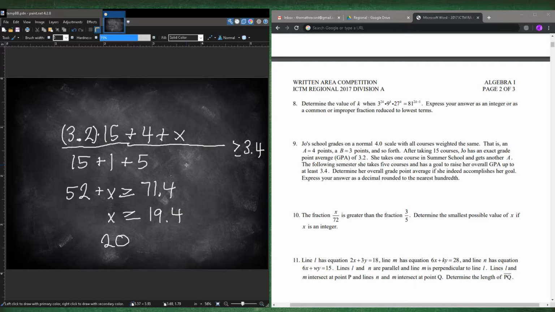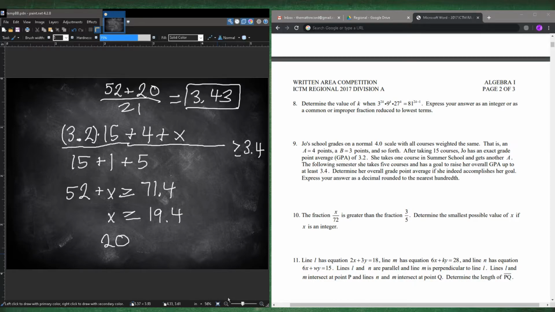So what is that answer? We have 3.2 times 15 plus 4, which is 52 on the top, right? So we have 52 plus that 20, because that's our x, divided by 21. So using our calculator, that's 72 divided by 21. That should give you a number rounded to the nearest hundredth. That's 3.43, and that's your answer. For number 9.